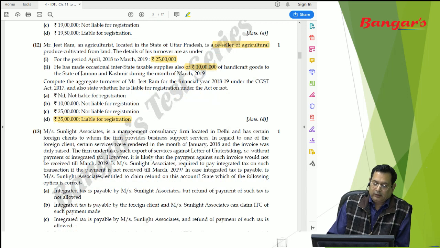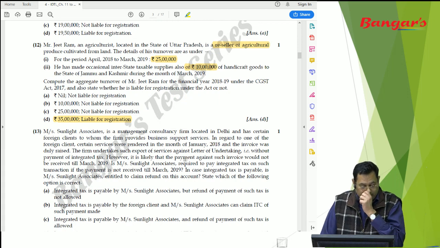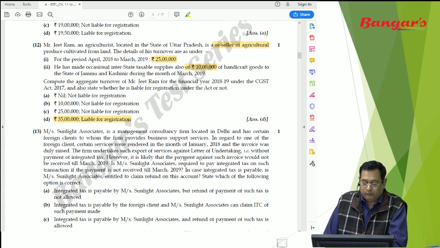Then Mr. Sunil Associates, the management consultancy firm located in Delhi, has certain foreign clients to whom the firm provides business support services. In this regard, to one of the foreign clients, certain services were rendered in January 18, and the invoices were also duly raised. The firm undertakes such export of services against LUT without payment of integrated tax. Now it's likely that payment against the invoice would not be received till March 2019. That is, payment must be received within 1 year in convertible foreign exchange.